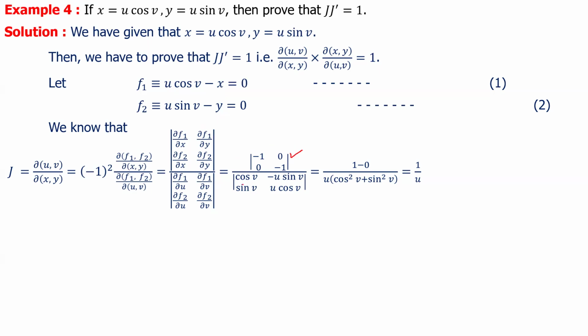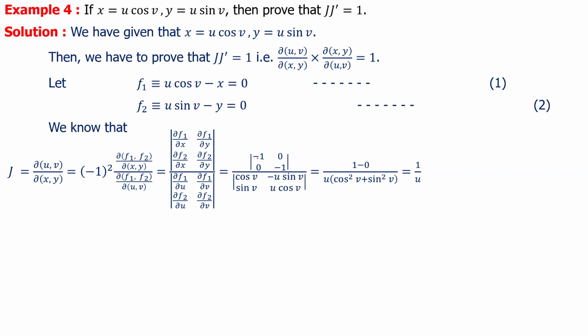Now this is the numerator, and let us calculate the denominator also. The partial derivative of f1 with respect to u is nothing but cos v. Just look here, it is cos v. Partial derivative of f1 with respect to v is minus u sin v, because the derivative of cos v is minus sin v. Similarly, the derivative of f2 with respect to u is sin v, and of f2 with respect to v, the derivative of sin v is cos v, so u cos v.